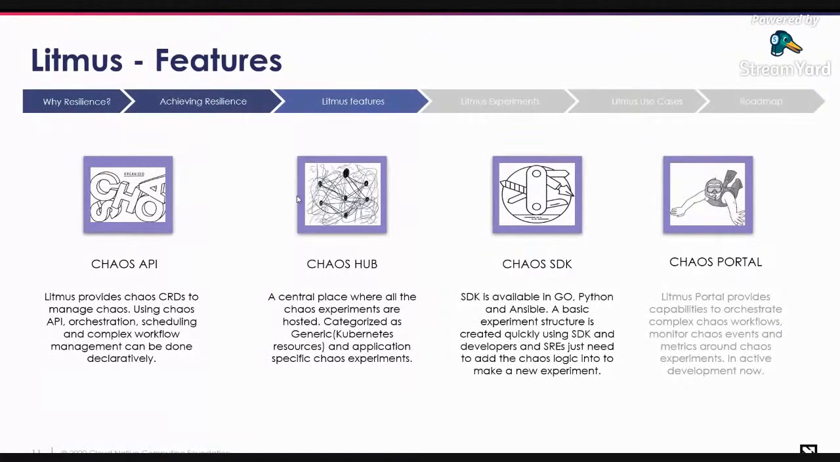There are various experiments related to generic chaos, AWS level chaos, and infra level chaos. Even for Kafka or CoreDNS deployments, you do get chaos. And as I mentioned about the chaos SDK, lastly, moving on to the chaos portal. There's this chaos portal which has come up, which provides Litmus with capabilities to orchestrate complex workflows, monitor the chaos events, and have a better way to observe and scale your experiments in an active development mode, with your own development space.